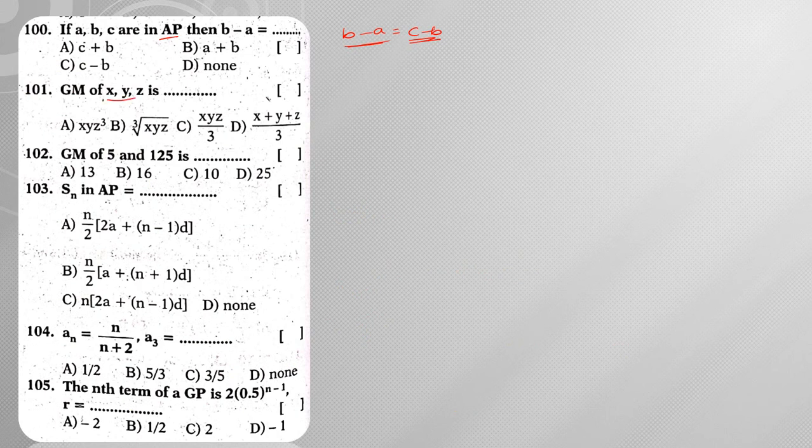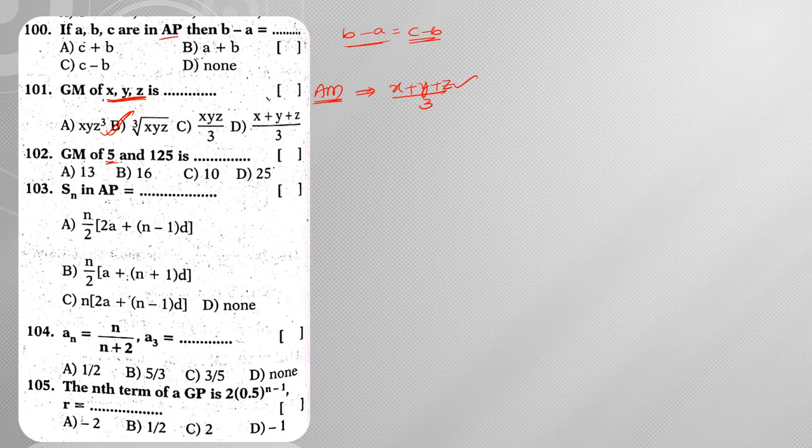Right? So the GM of three terms x, y, z, we have already discussed, is given by the cube root of xyz. Suppose for this question you are asked about the AM of x, y, z. We can simply write it as (x plus y plus z) by 3, because the numerator contains the sum of the observations and the denominator contains the number of observations.